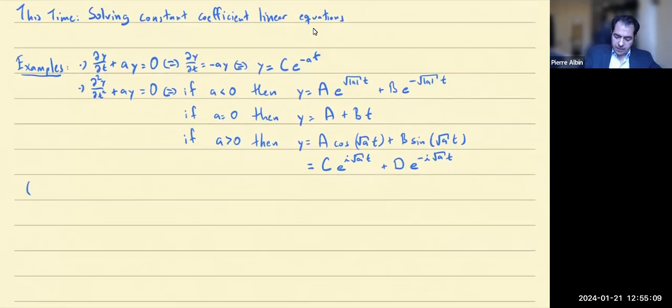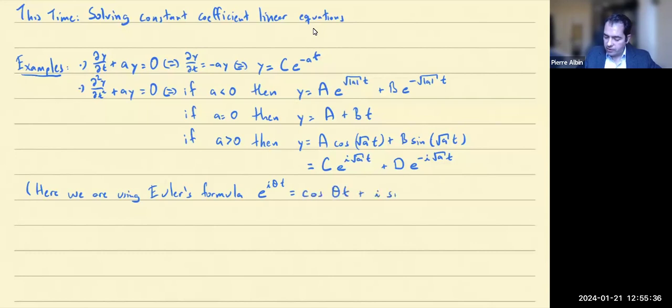Right? So in this last step, we're using Euler's formula, right, that says that e to the I theta t, where theta and t are real numbers, say, is equal to cosine of theta t plus I times sine theta t, right? So when you have the exponential of a purely imaginary number, then the real part of that complex number is cosine of theta t, and the imaginary part is sine theta t.